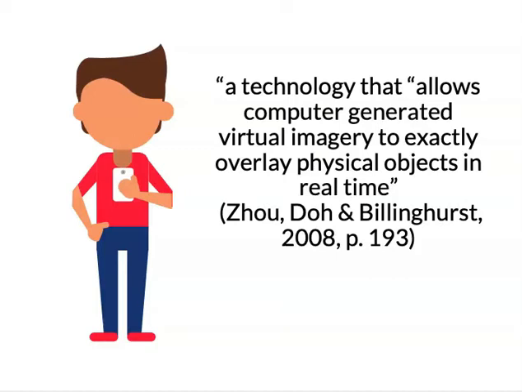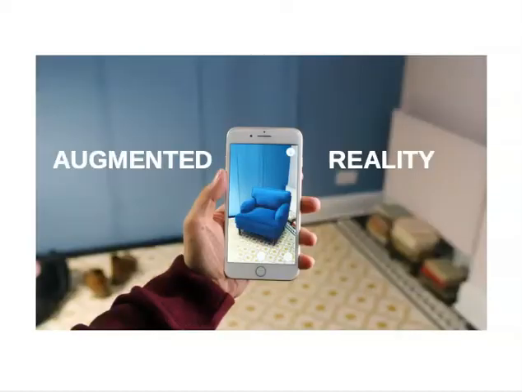Dia katakan bahawa AR adalah satu teknologi that allows computer-generated virtual imagery to exactly overlay physical objects in real time. So, which means that in AR, dia merupakan satu teknologi yang membolehkan komputer ataupun mesin yang kita gunakan untuk generate virtual imagery ke atas satu objek berbentuk fizikal, sesuatu yang berbentuk fizikal. Okay, let's look at some of the examples of how AR works.